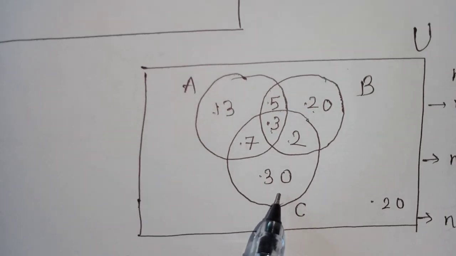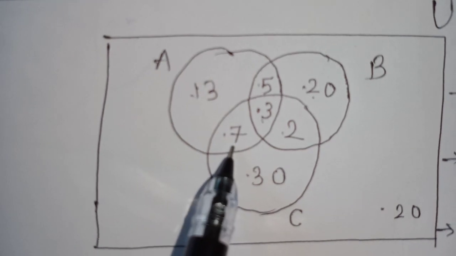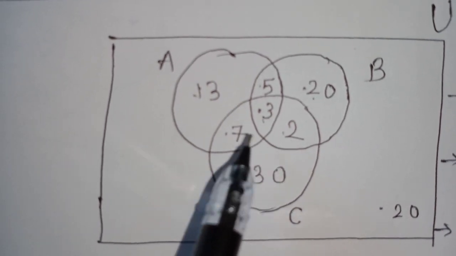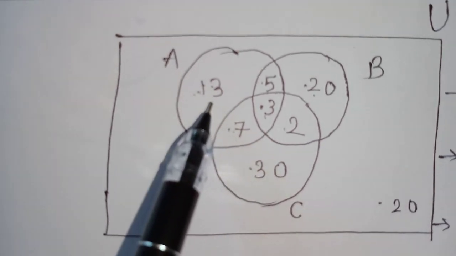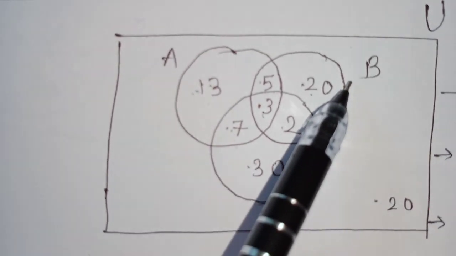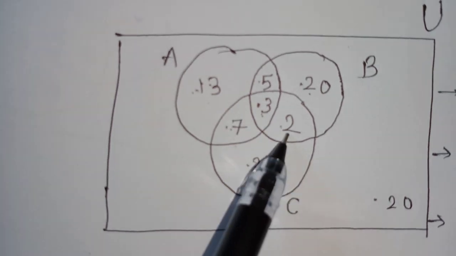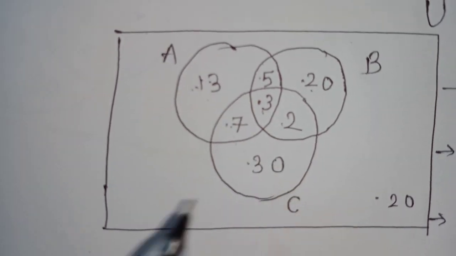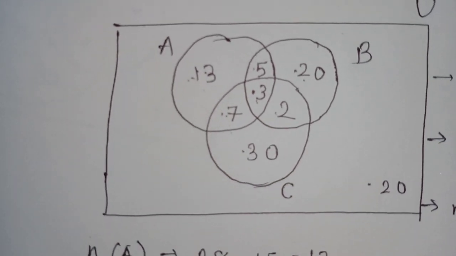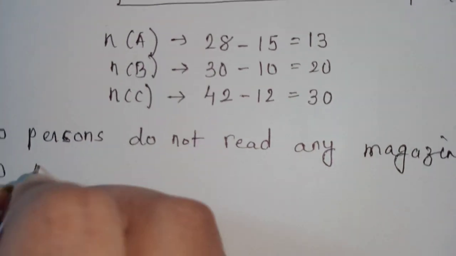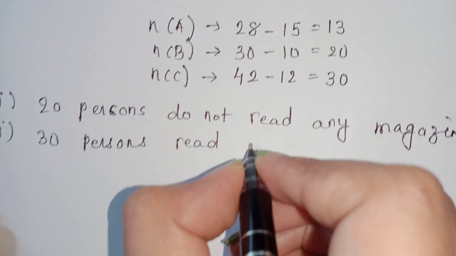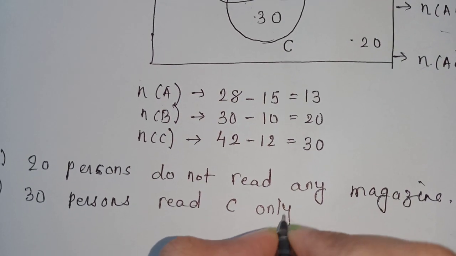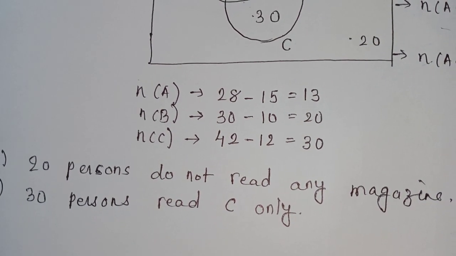And number 2, how many read magazine C only? Magazine C only. Okay, so 7 will not be there, 2 will not be there. Why? Because this is the common part. These are the persons reading magazine A and C both. These are the persons reading magazine B and C both. So only C magazine will be of 30 persons. 30 read C only.